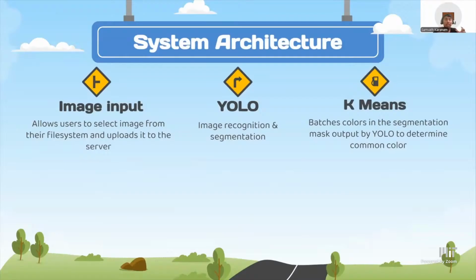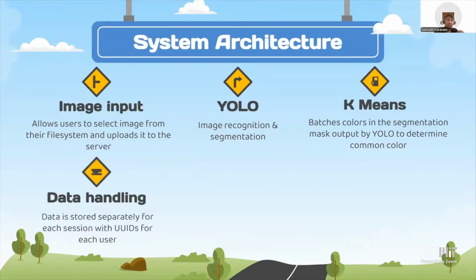Then we use k-means to batch out the colors in our segmentation mask to get the most common useful color. For data handling, we store the data separately for each session with unique user IDs for each user. This allows us to have multiple users on our application at the same time.